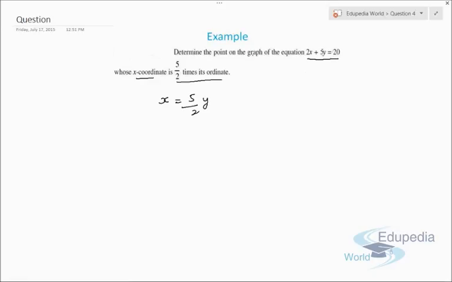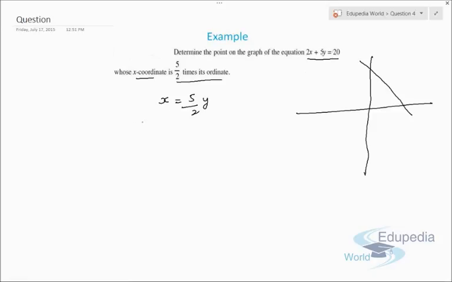The first method is we can draw the graph, interpolate the values, draw the Cartesian system like this, and then draw the line of the equation, and then we can locate the points. And the second way is we can solve this equation.